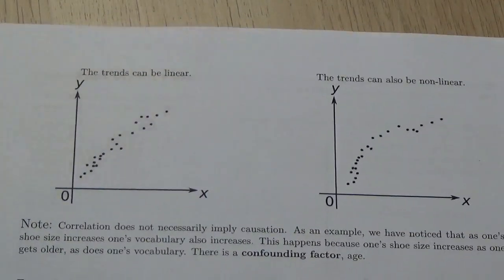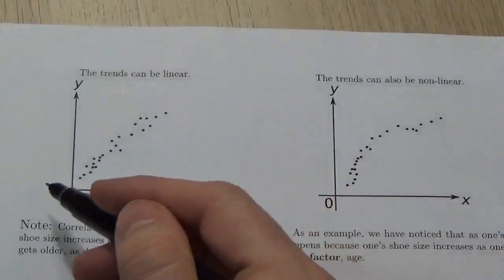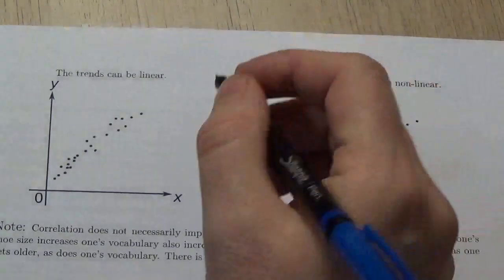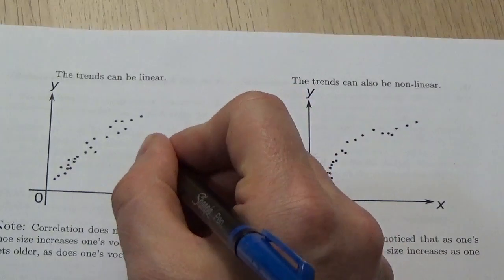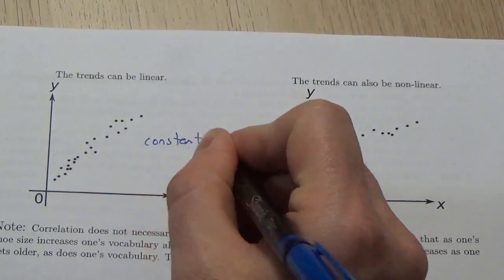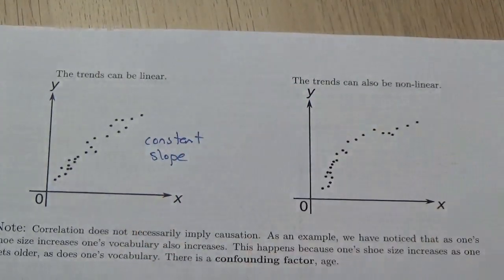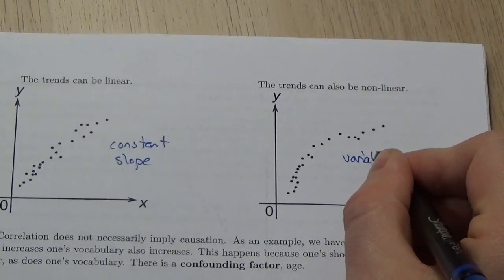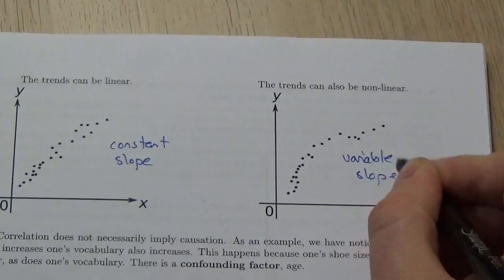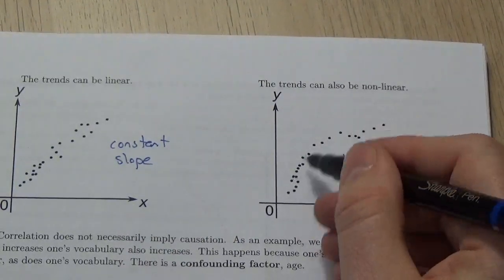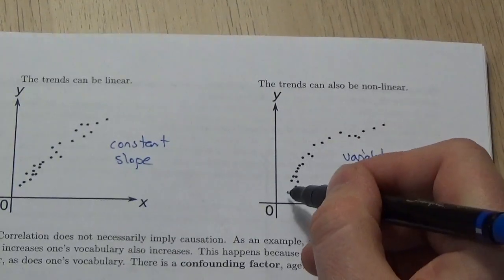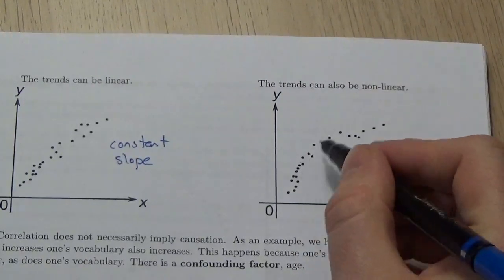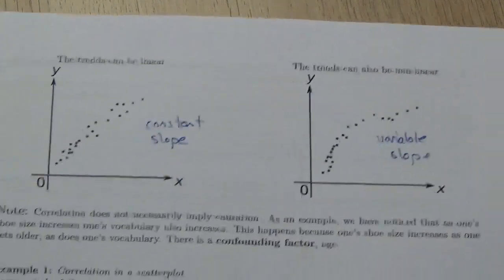So, what else can we say? Well, data can be linear. It can be nonlinear. And basically what we're looking at here is if it's linear, it's got a constant slope. And if it's not linear, the defining feature is it's got a variable slope. In other words, if I try to draw tangent lines to this, the slope keeps changing. If I pick 2 points, find the slope, it's different if I choose another 2 points there.